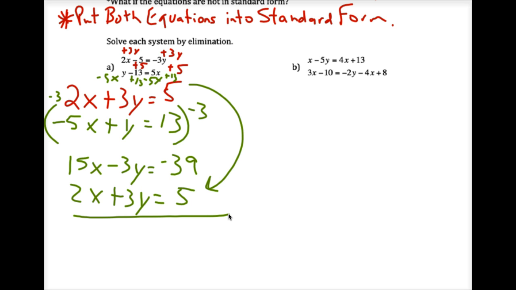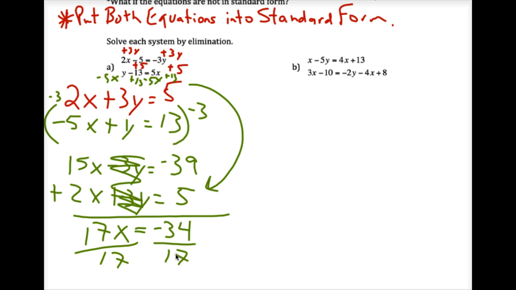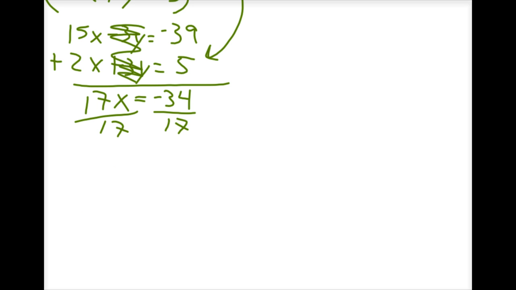Nico, what variable eliminates now? The y's. Because when we add them together, negative 3y plus 3y eliminates. So 17x equals, what's negative 39 plus 5? Negative 34. How convenient. What do you guys think? 17x equals negative 34. Yeah, divide by 17. Do you guys know 2 17s make 34? Okay. We now know that x is negative 2.